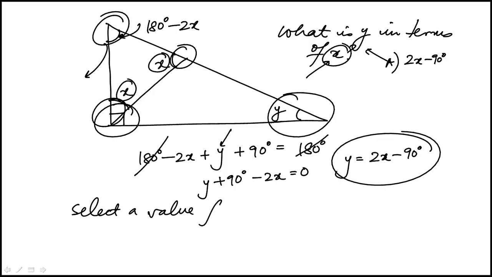Select a value for x. So I would say pick something strange. Don't pick something like 60. I mean, you can, but generally multiple answers might hold true. So you might say, I would pick something like, say, 50.